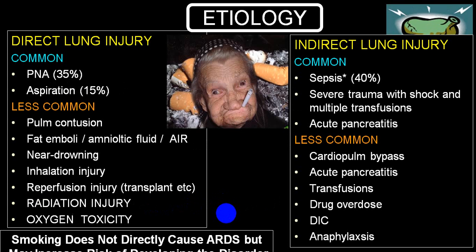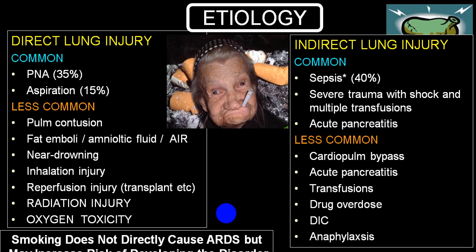If we divide the etiology, we divide into two groups: direct lung injury and indirect lung injury. In direct lung injury, the most common, which comes topmost on the list, is pneumonia, which accounts for almost 35%, and aspiration pneumonia, which accounts for 15%. Not so common causes: pulmonary contusion, that is traumatic injury to the lung, fat embolism, amniotic embolism, air embolism, near drowning, inhalation injury, reperfusion injury, radiation, oxygen toxicity, etc. Smoking does not directly cause ARDS but may increase the risk of development of ARDS.